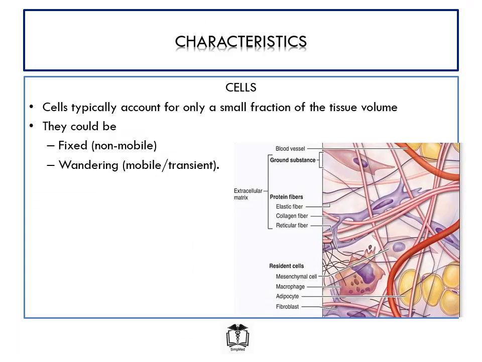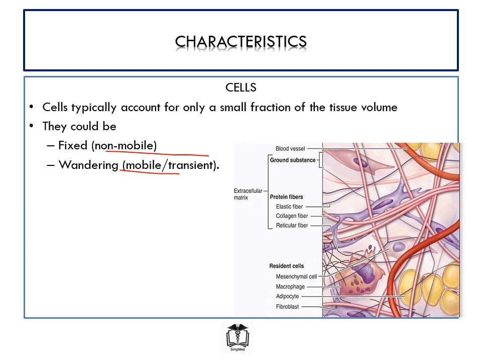So starting with the cells, like I said, cells typically account for only a small fraction of the tissue volume in the connective tissue. They're divided into two major types. We have the fixed cells or non-mobile cells, the cells that just remain in a particular site within the connective tissue. Then we have wandering cells. Wandering cells are mobile, transient cells. They are always moving from one point to another within the connective tissue.